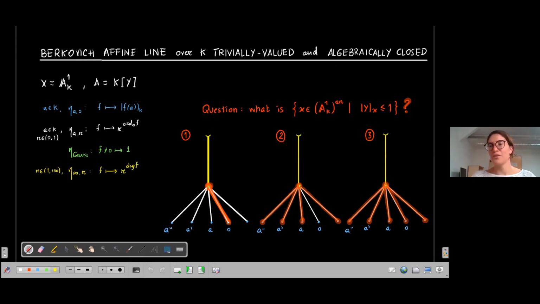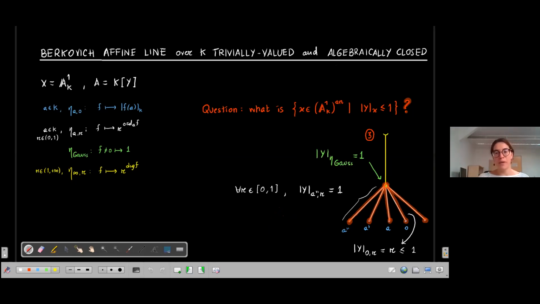Okay, I can see that there are some answers, and it seems to all agree that the answer should be the third picture, so number 3. So this is correct. So let me explain why. We're looking at the semi-norms such that when we evaluate y, this is greater than or equal to 1. Then for sure we have the Gauss point because y is different from 0. So its norm will be equal to 1, in particular, it's greater than or equal to 1.